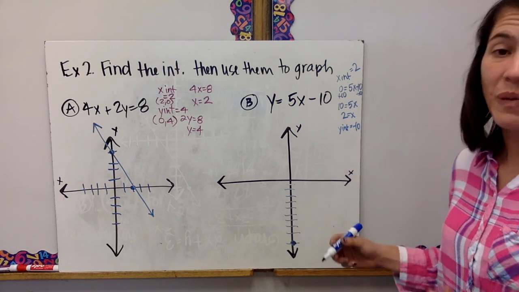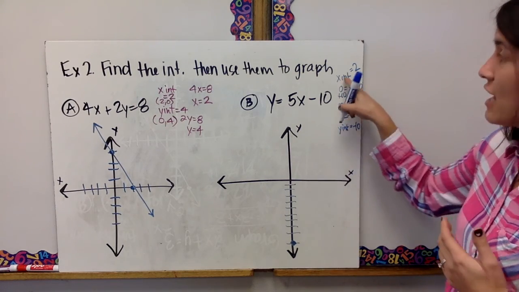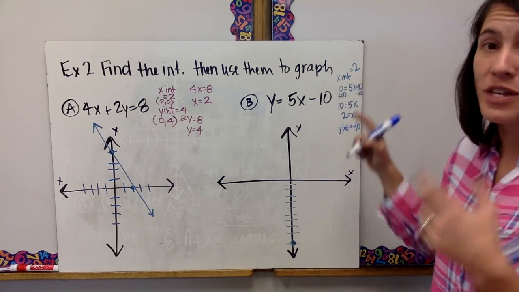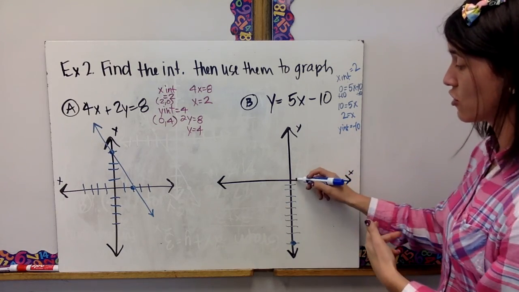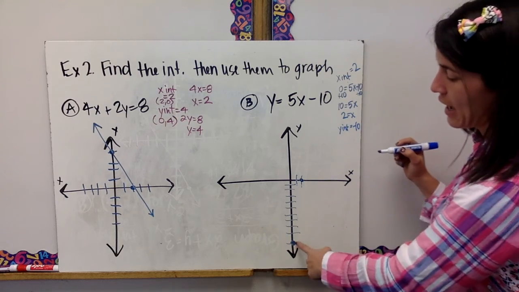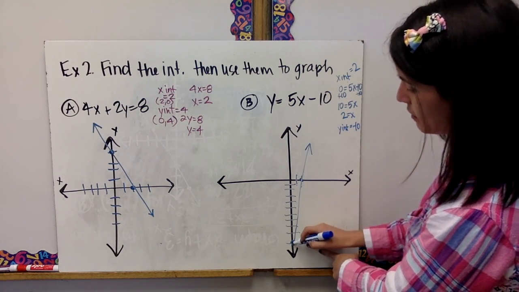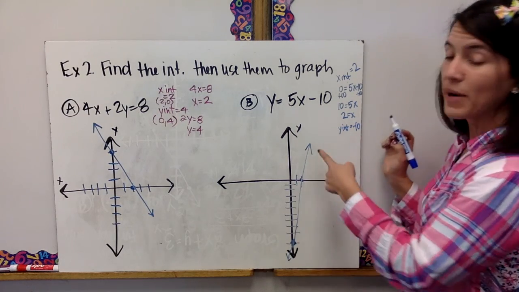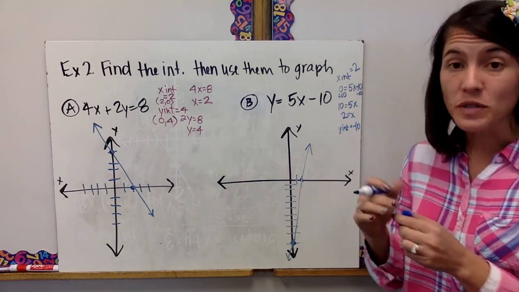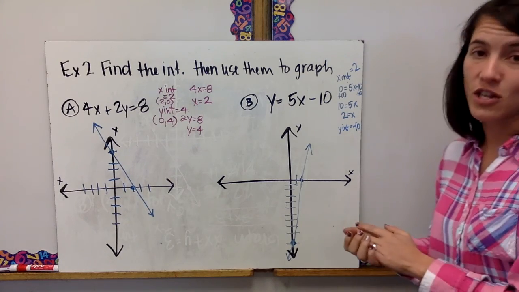Maybe your coordinate plane goes all the way to 10. I don't know. I don't remember. And then my x-intercept is 2. So that means I need to go 2 in the positive direction on the x-axis. 1, 2. And I need to connect these. It's going to be a very steep line. But I have graphed a line using my intercepts. I found my x and y intercepts, and then I used those to graph a line.